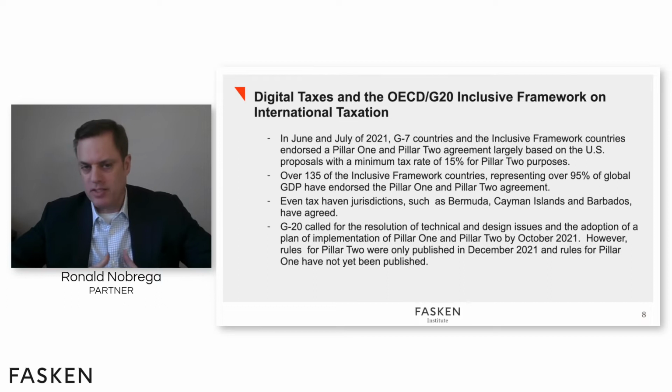So in June, really the summer of last year, the G7 and the inclusive framework countries endorsed a Pillar 1 and Pillar 2 agreement, largely based on US proposals. And that included 135 countries agreeing to these proposals, and that includes many tax havens such as Bermuda and Cayman Islands, and countries representing 95% of global GDP. The G20 has called for the resolution of certain of the tax issues and design issues in the implementation of Pillar 1 and Pillar 2. They called for that for October 2021, but we have only so far received rules for implementation of Pillar 2, and that was only in December of 2021. We're expecting further publications from the OECD in the coming weeks and months. Next slide.